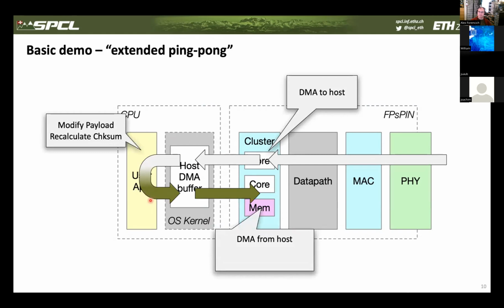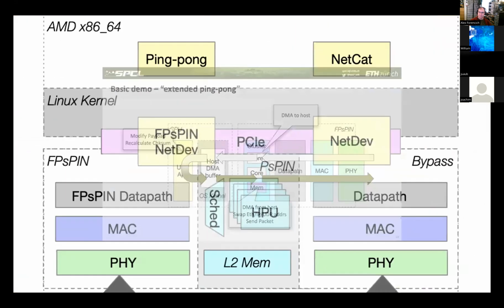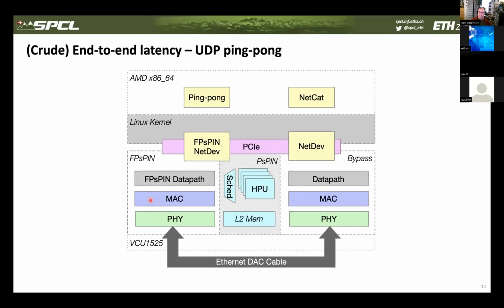And then the processing core on the NIC, the pSpin core, is going to see that, okay, this packet is finished. We DMA it from the host, and then swap the Ethernet, IP, and UDP addresses and port numbers, and then send it back out. So for this end-to-end demo, we have a very crude latency measurement.